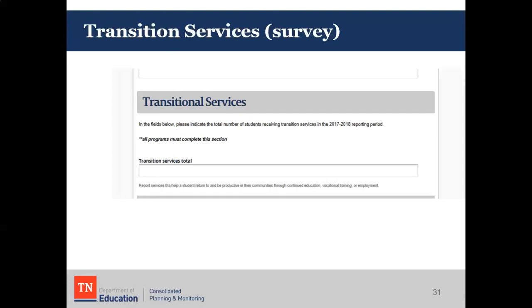At the end, you total up how many students receive transition services in the facility, and that information is reported to the LEA. The LEA will input that information into FormStack in this section.